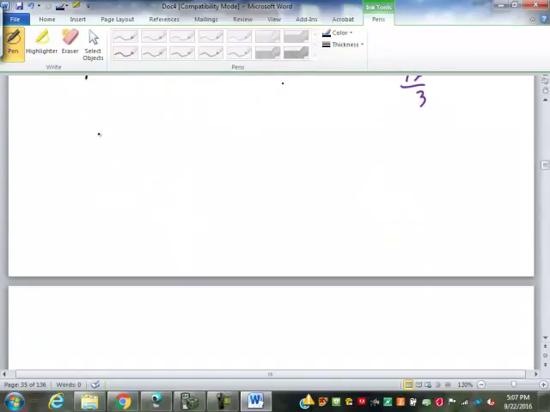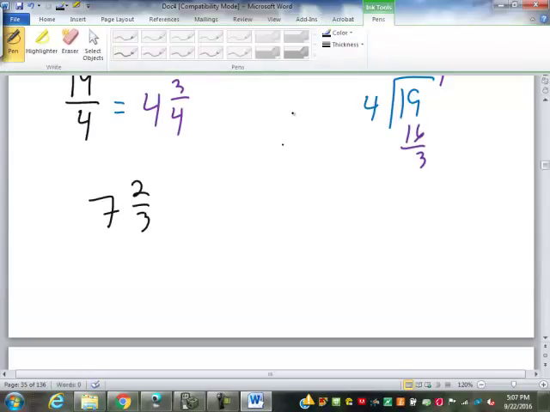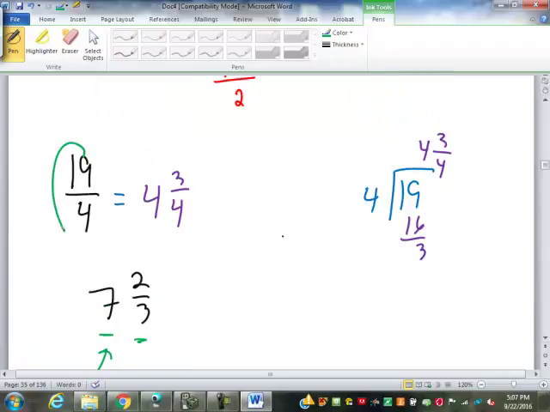We can go the other direction. I might have 7 2/3. This is what we call, by the way, a mixed number, because we have whole numbers and fractions mixed together. This is what's called an improper fraction.